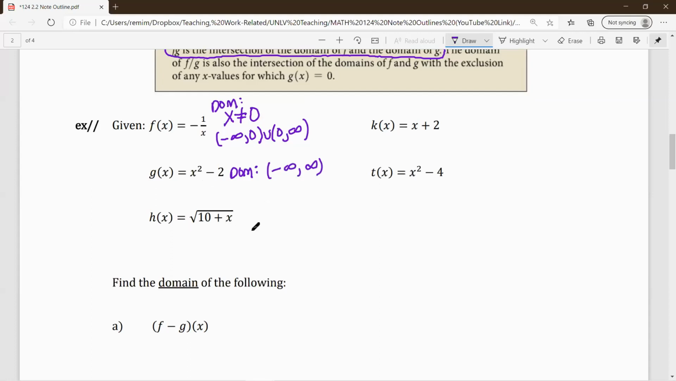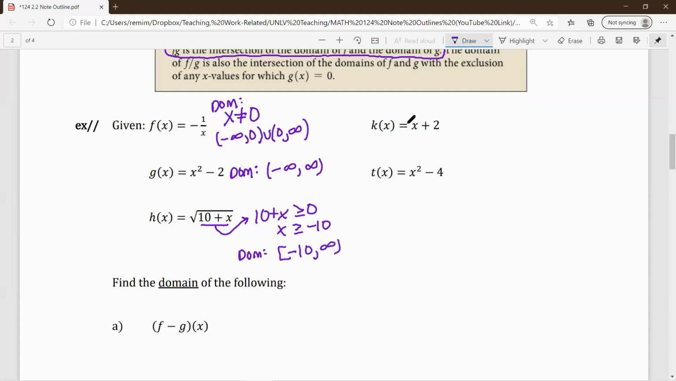How about h of x? Do we have any denominators here? No denominators. Do we have any even roots? Yes, it's literally an even root. So to handle even roots, you take the inside of the even root, 10 plus x, and you set it greater than or equal to 0 because it can't be negative. Subtract the 10 over, and then we can write that in interval notation. X is greater than or equal to -10, so that's bracket -10, comma, infinity.